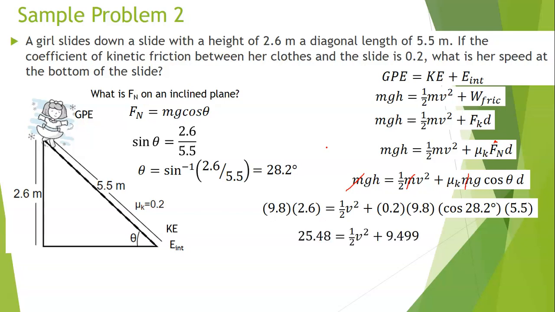So simplify that a little bit, then subtract 9.499 from both sides, multiply both sides by 2, and then square root both sides, and you'll get that the speed of the girl at the bottom of the slide is 5.65 meters per second. If you calculate what her speed would have been without friction, it turns out to be about 7. So friction, even with this pretty low coefficient, has a big impact on how fast she ends up going.